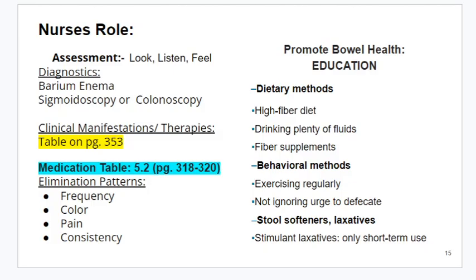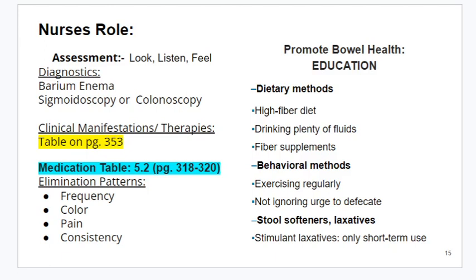Clinical manifestations and tables. Look at that table on page 353. Really look at those therapies or interventions. Medications, again, I have put on that unit 2 medication list some medications that relate to bowels, being able to either have bowel movements or be able to stop diarrhea, as well as medications that we use to treat C. diff. So know those. And then obviously, just like when we're doing the COCA for our urine, we obviously do need to look at the frequency, color, pain, consistency of our bowel movements.